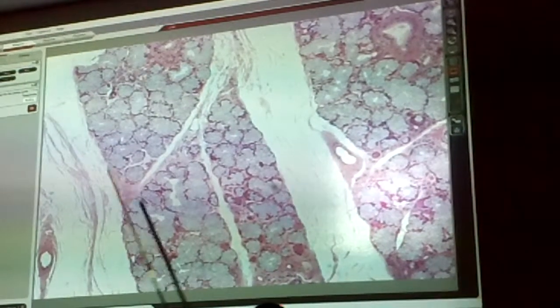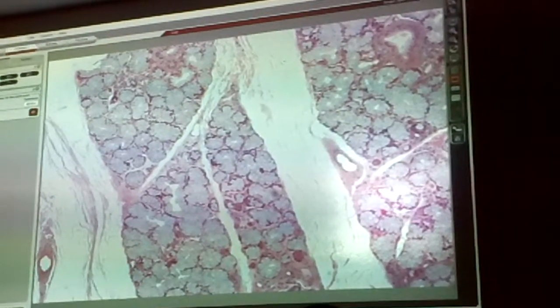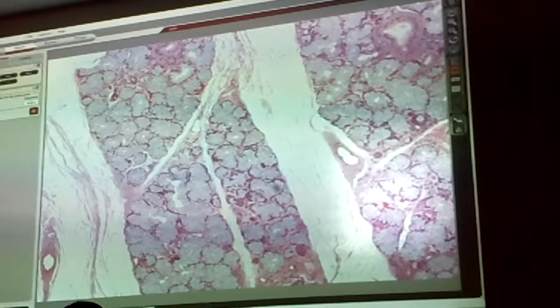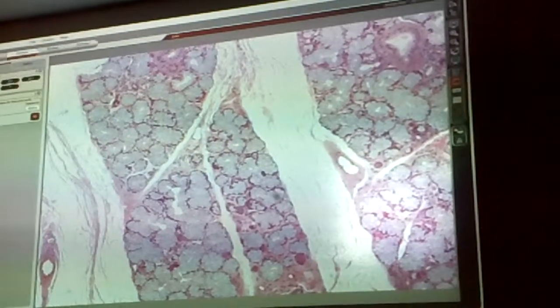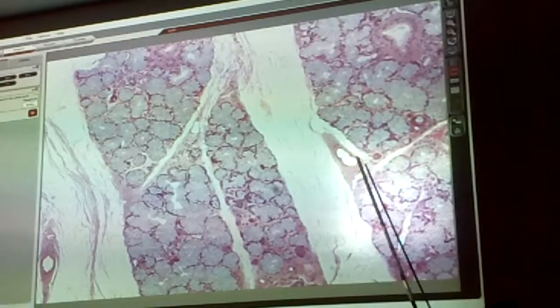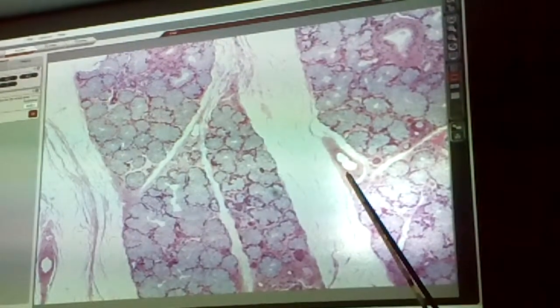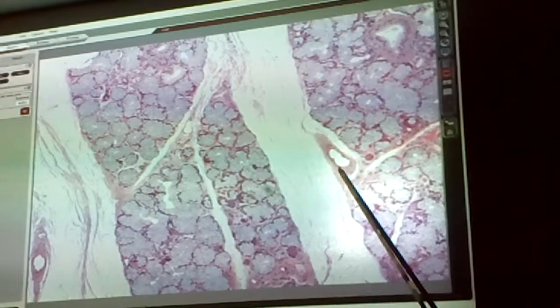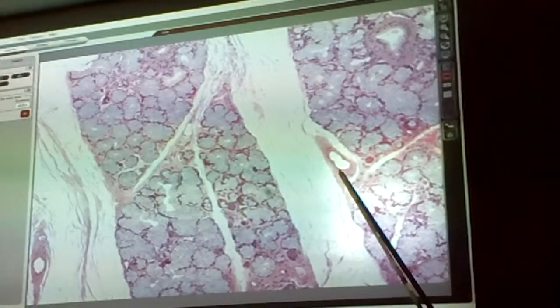Salivary duct. Circle of cells. Actually, there's two. Would you consider that a duct? No. Why not? There's no cap. I guess it is.